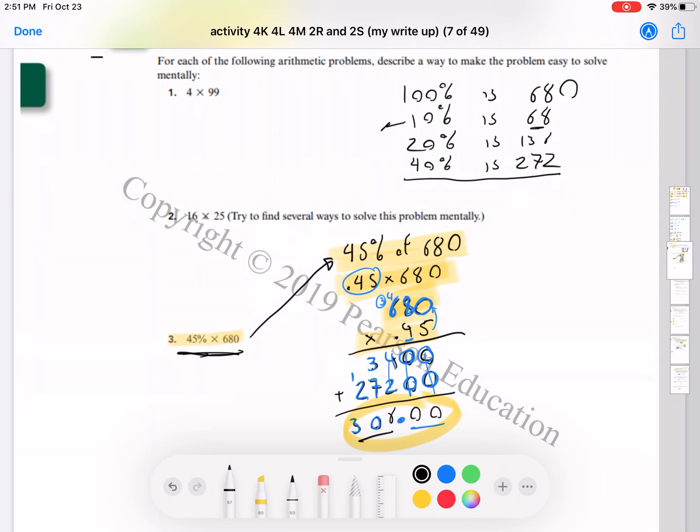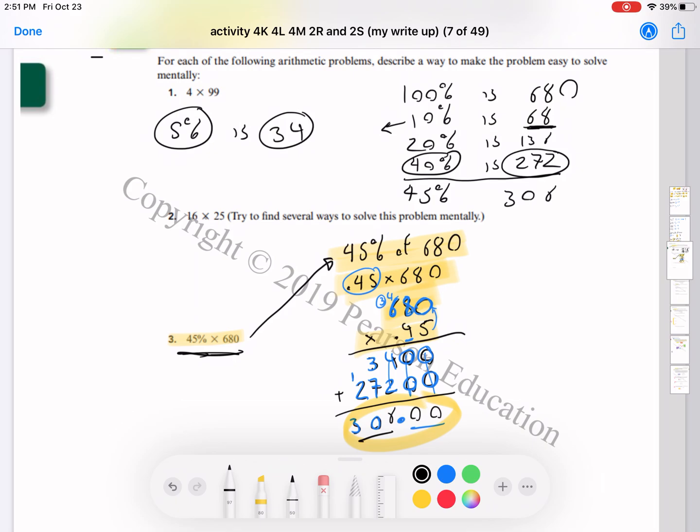So let's take our 10% and cut it in half. So 5% should be half of this, should be 34. So 45% should be 40% plus 5%. So I take 272 and I add on 34 and I get 306.